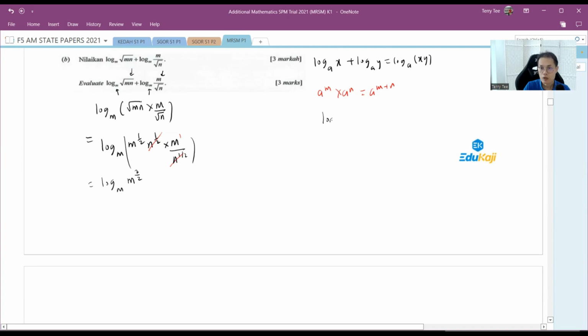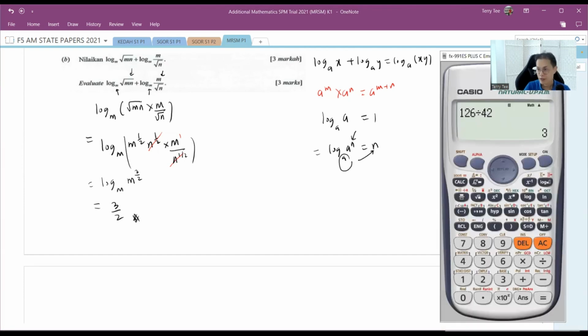Now, we know log a of a is 1. And if I give you log a of a power n, the result is just n, because a to the power of n is a to the n. So in this case, your answer is just 3 over 2. If you don't believe me, you can use your calculator. Log base, whatever number you want, maybe you can put a 2, and then 2 power 3 over 2. It is just 3 over 2, for any value of a. In this case, m also can, you can cancel them. The answer is 3 over 2.